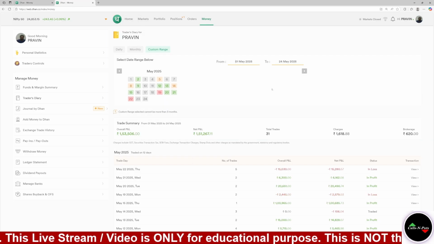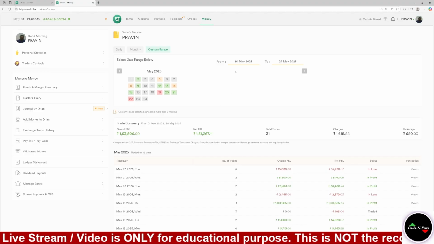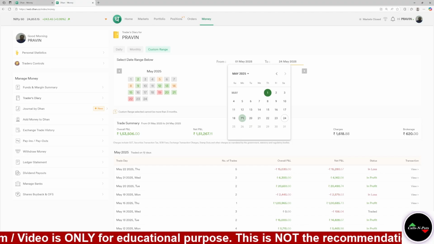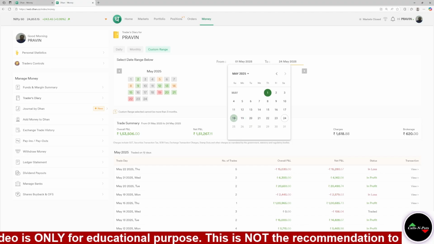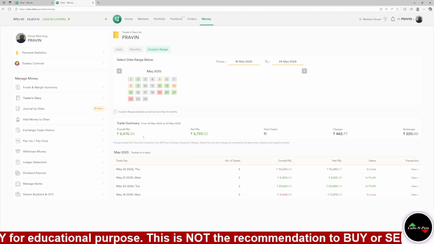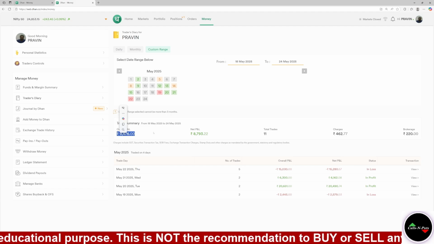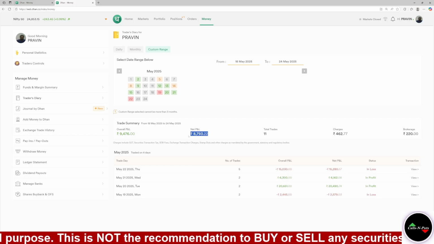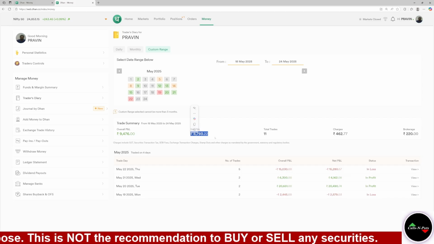So I have already opened a new page. This is 1st May to 24th May. If you want to check this week, starting from Monday, let's put Sunday the 18th as the starting date. As I mentioned, we have made around 9,500 rupees overall PNL, and net PNL is around 8,793, or you can say 9,000 rupees or 8,800 rupees.